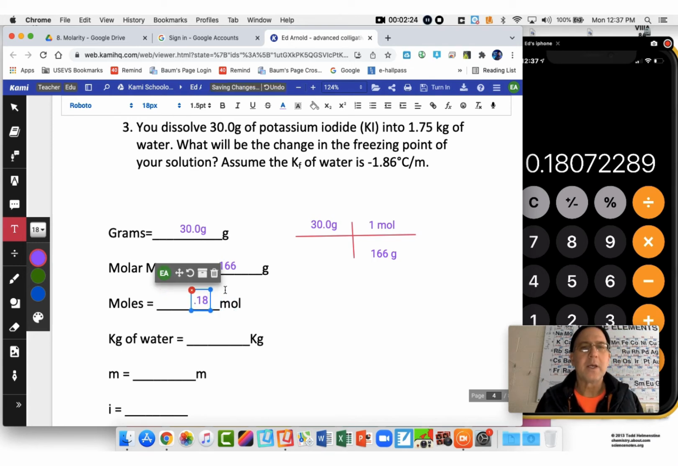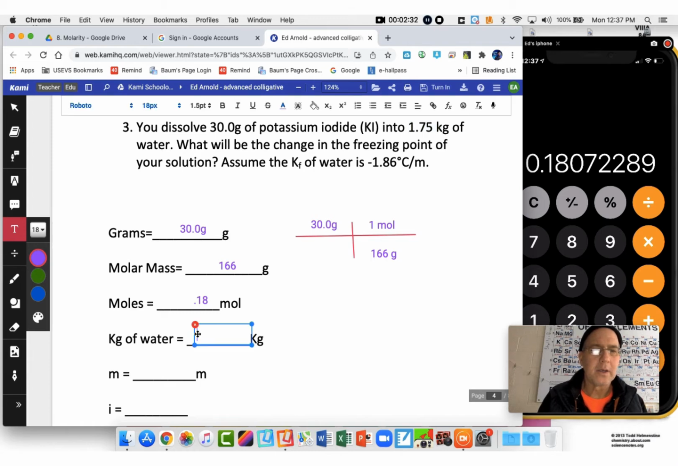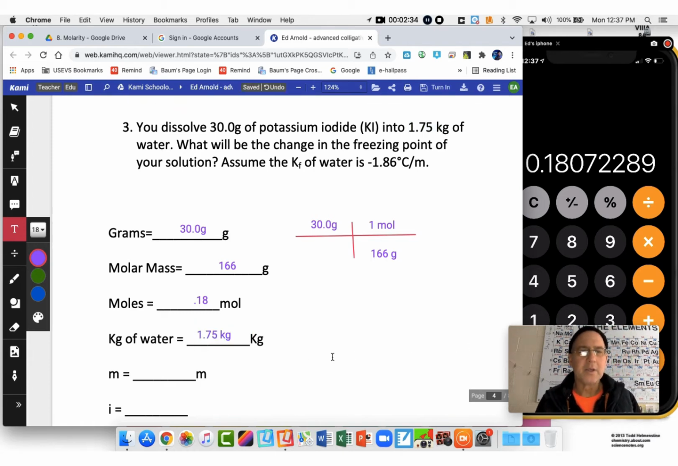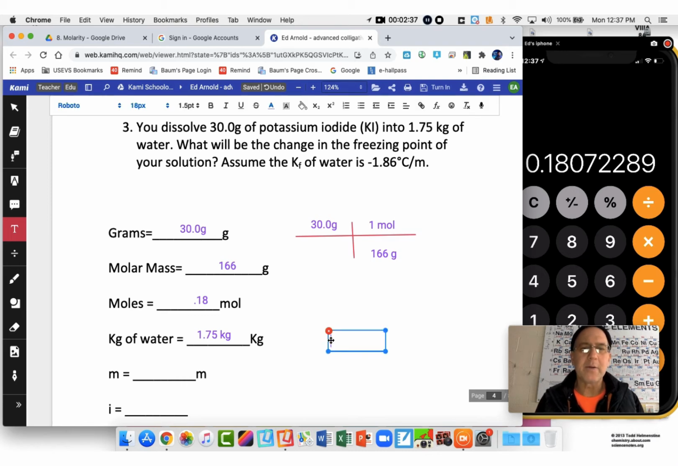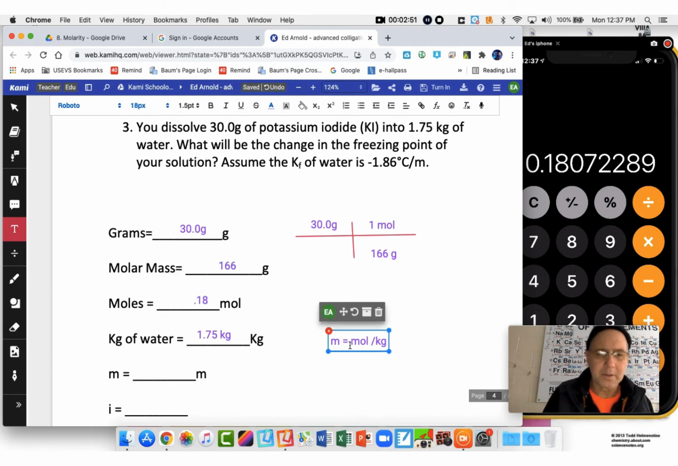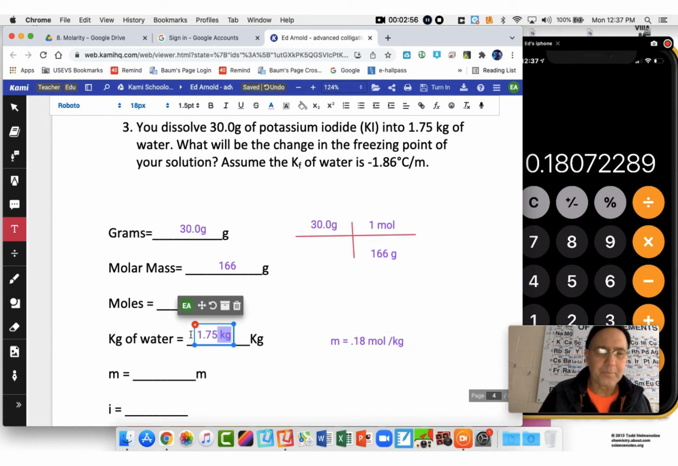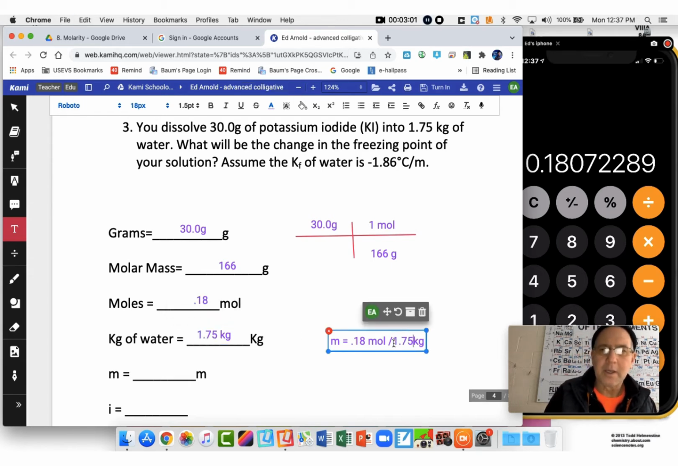Kilograms of water is given to us, 1.75 kilograms of water. Now we're trying to find our molality. Remember, our molality, little m, equals moles over kilograms. So we just have to make sure we put our things in the right spot. We have our moles right here. Copy, put that in for moles. And we have our kilograms down here. Copy that, or type it, whichever you think is faster. Put that in for kilograms. And we should be ready to go.